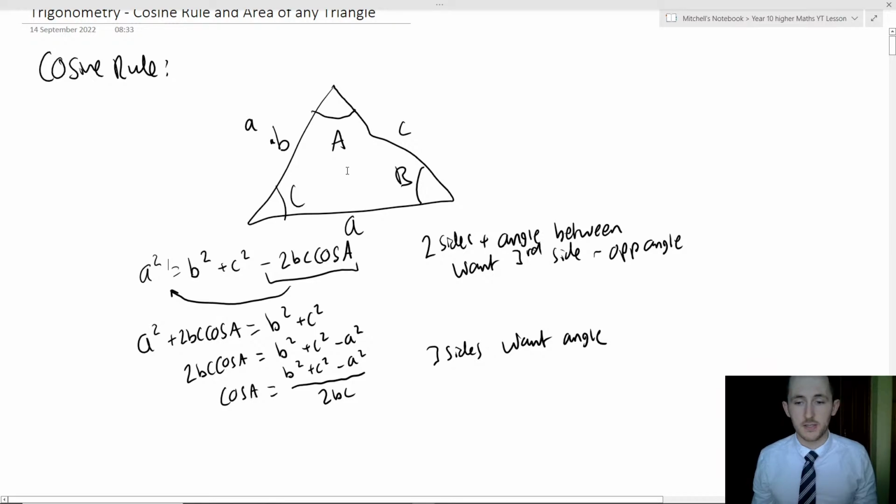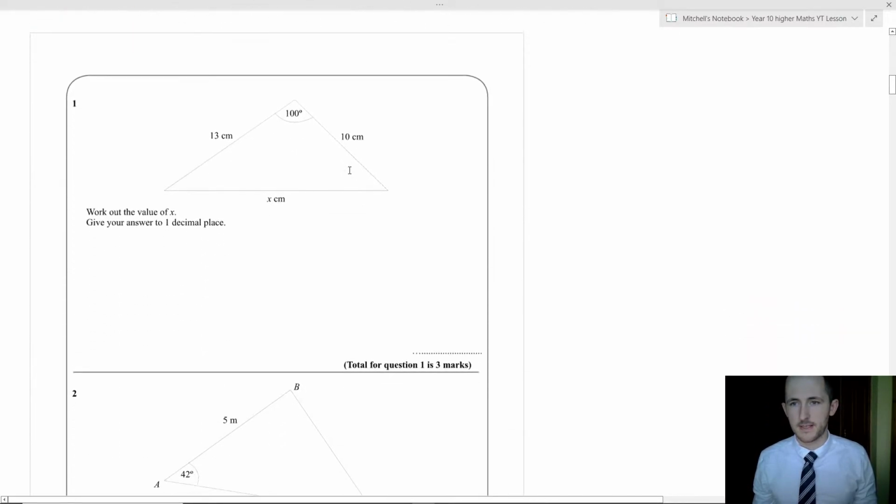And what I'm going to do is actually do some questions with you now. So let's go down and look for the first exam question. We have an angle, and we get the sides that make up that angle. Good, we can use the cosine rule. With questions like this, you're always going to ask yourself, are you going to use the sine rule or the cosine rule? Honestly, it's up to you. You can normally use both. In this case, I have 2 sides and the angle between them, so it implies cosine rule. And it says to work out the value of x.